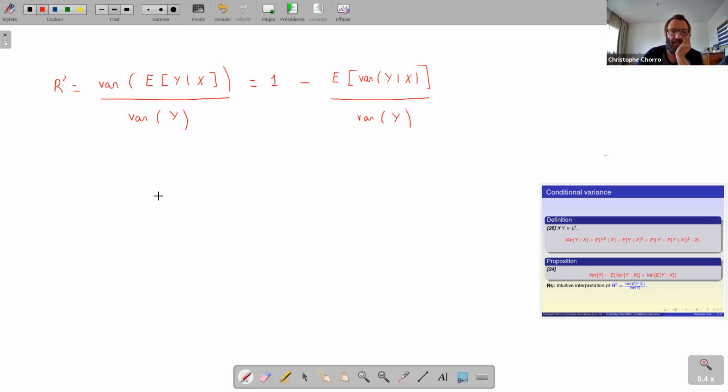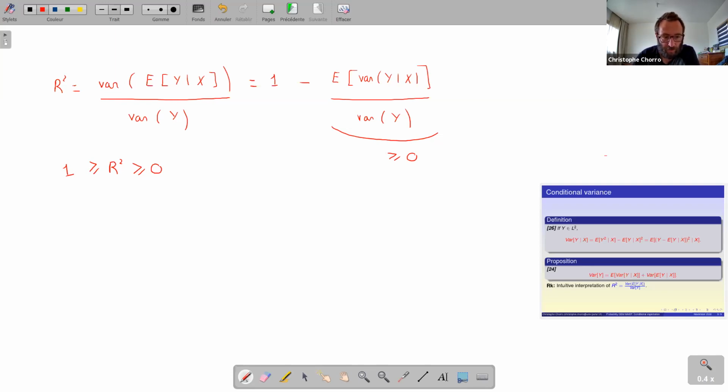I have this one. And from this one, I can see that my R square is something between 0, because it's a ratio of variances, and less than 1 because here you have something that is positive. So this R square is a number between 0 and 1. And we are going to see what happens in the two limit situations.